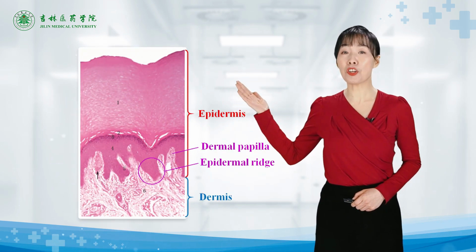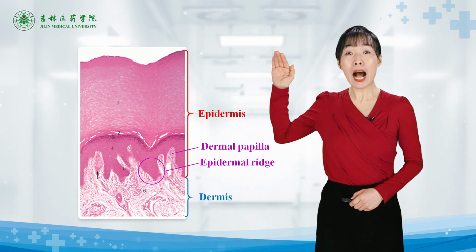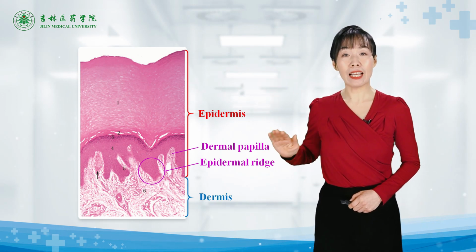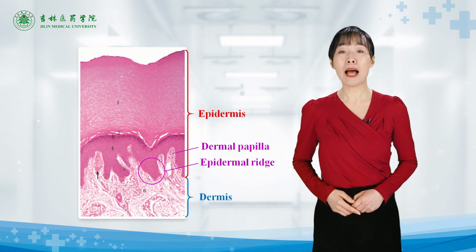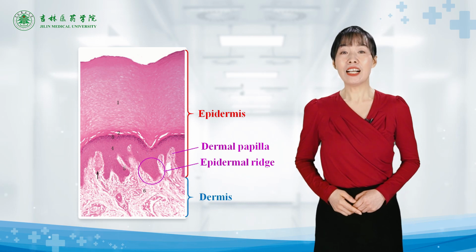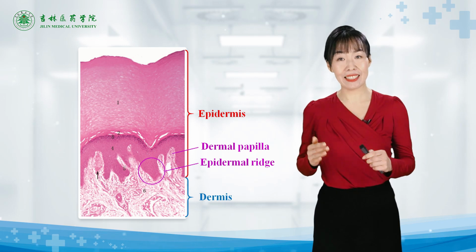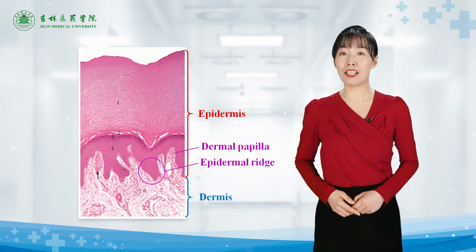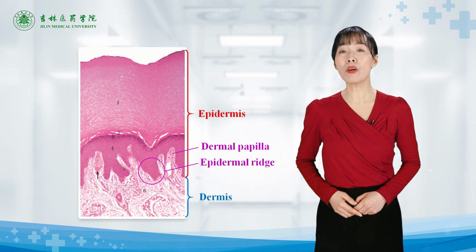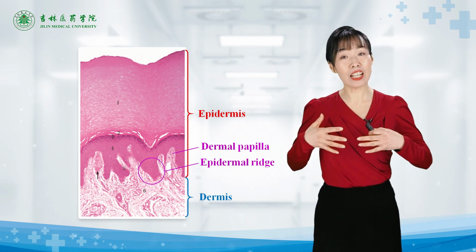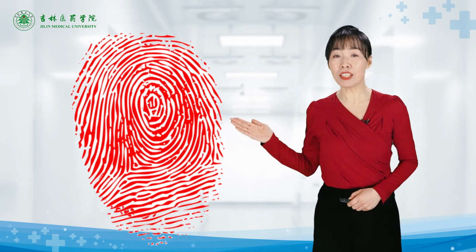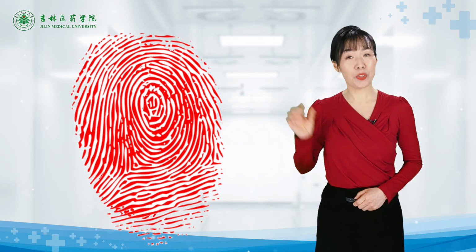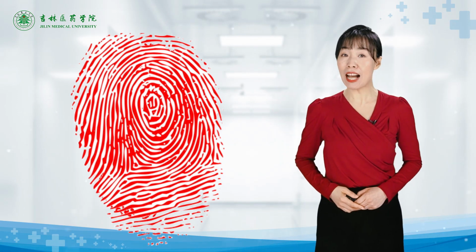This is a light micrograph of the skin. The upper part is epidermis, the lower part is dermis. The junction of dermis and epidermis is irregular. The projections of dermis are called dermal papillae. The invaginations of epidermis are called epidermal ridges. They interdigitate with each other. At the end of finger, they form fingerprint, which is the symbol of an individual.